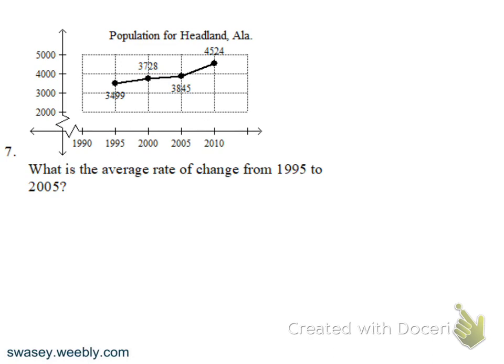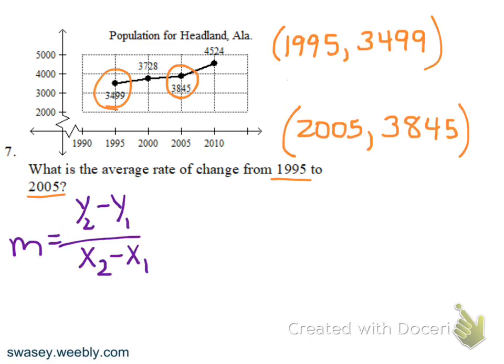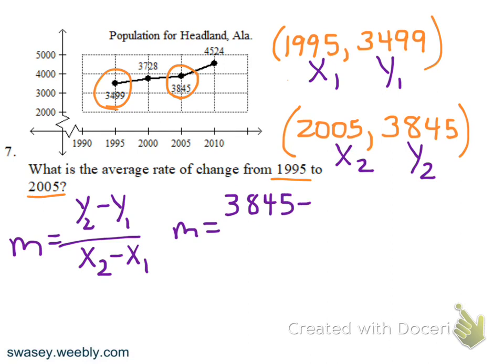Average rate of change is the same thing as slope. So you're going to find your points, label them, x sub 1, y sub 1, x sub 2, y sub 2. Substitute into the slope formula. Y sub 2, that's 3,845 minus 3,499 over 2,005 minus 1995.